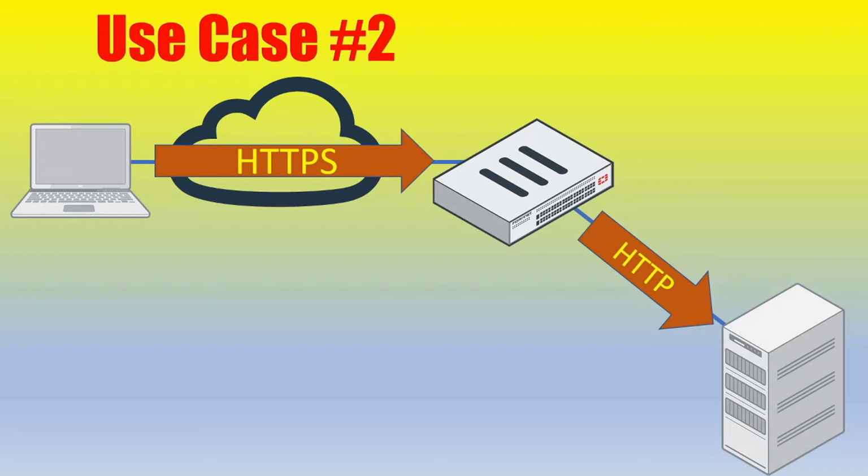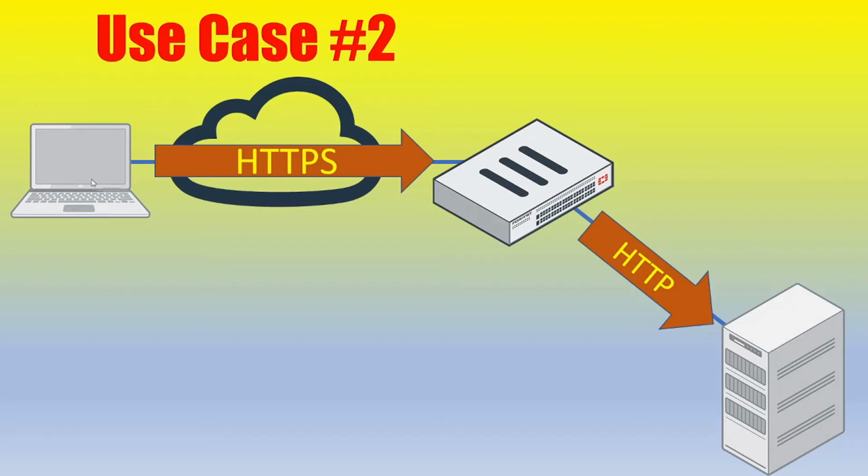Now let's consider another use case. What if we have a server that's listening on HTTP, on port 80? We haven't configured HTTPS on that server yet, but we also want to introduce HTTPS for security. We can absolutely do that by configuring the FortiGate firewall, again with inbound deep inspection.